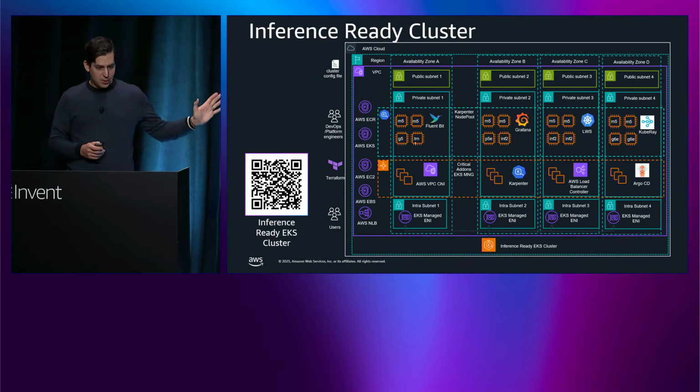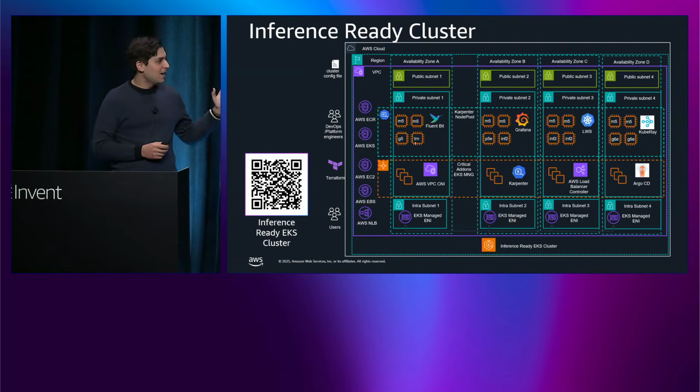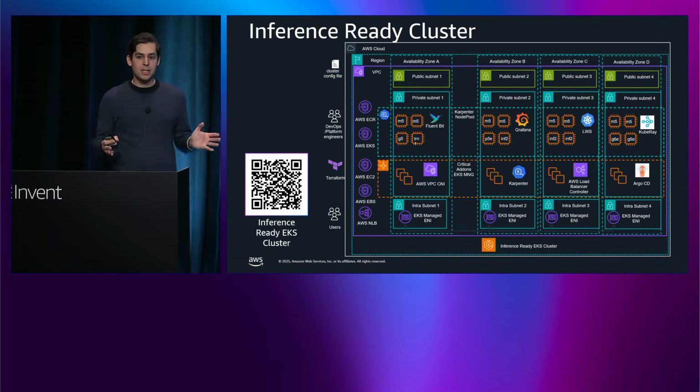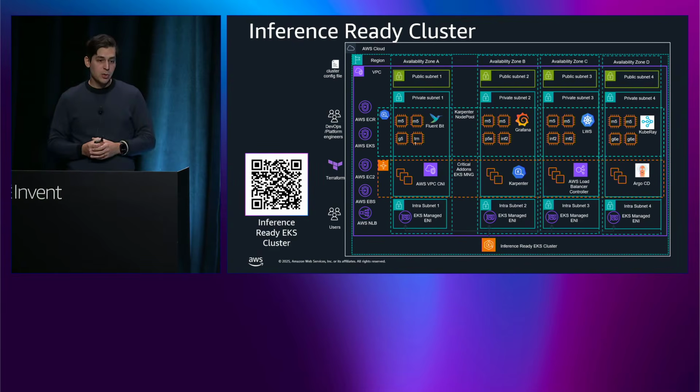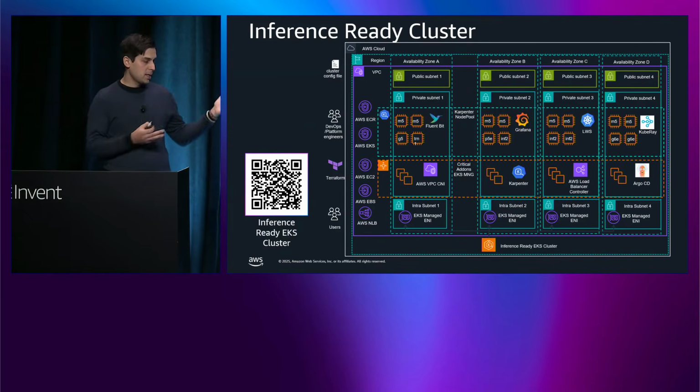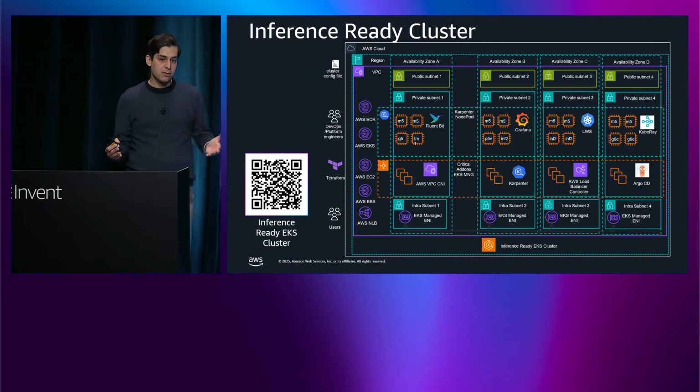I apologize for the very dense slide here. This is to show you what we're going to use to put into practice some of the things we talked about today. So the inference-ready cluster is one of our infrastructures. It's the core one that we use to highlight inference. And just to highlight a few things here, you'll see we use 4 availability zones. In this case, we're in US West 2, so that gives us that flexibility.